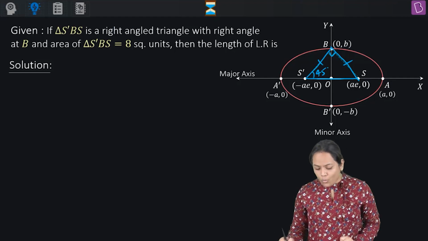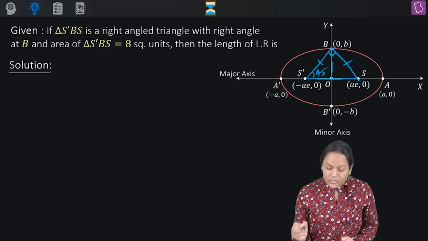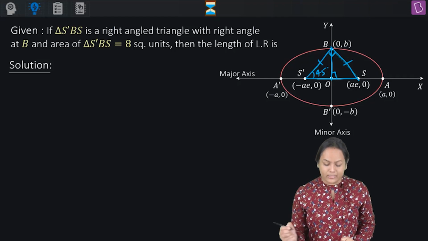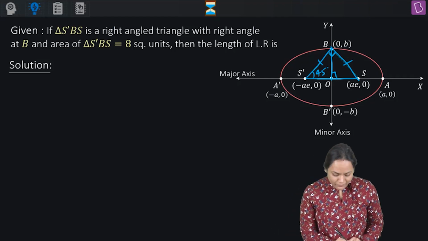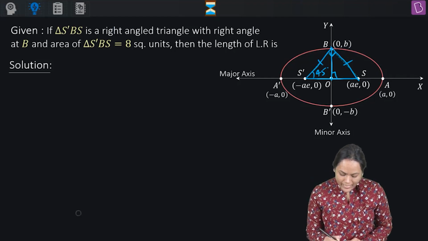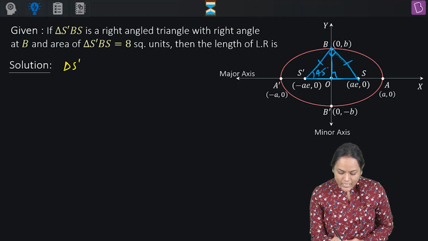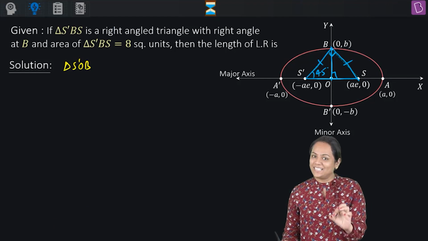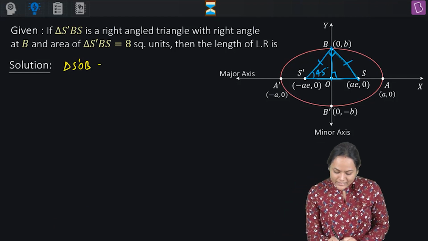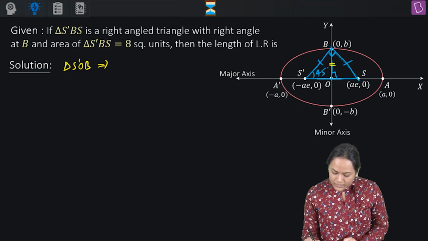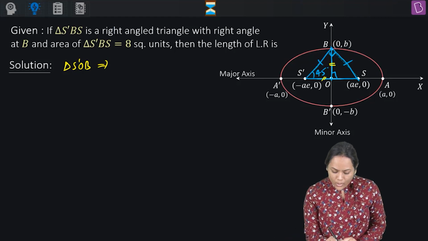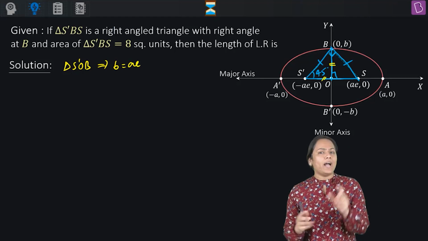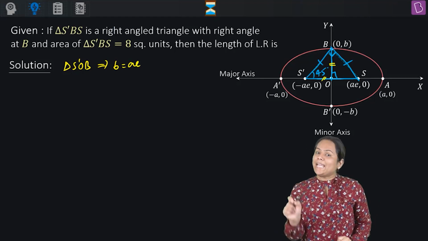And I also know one thing, that my OB is actually perpendicular to the base. So this is right angle or 90 degree, right? So what can I say from here is that if I look at my triangle S'OB, it is again a right angle isosceles triangle, right? That means I can directly say that my OB will be equal to OS', or b will be equal to ae. Clear?